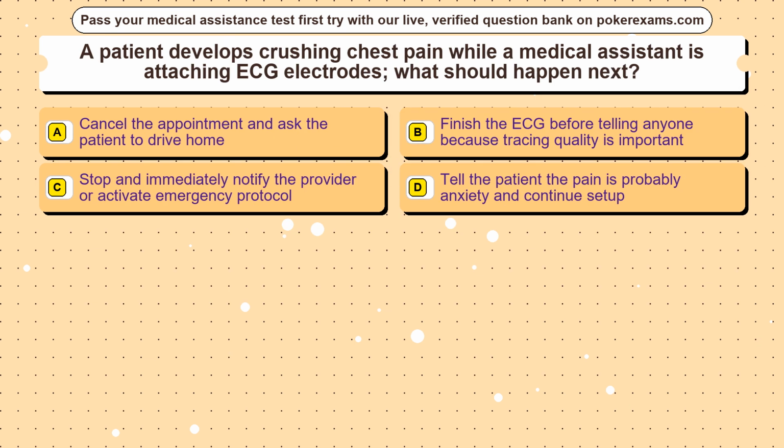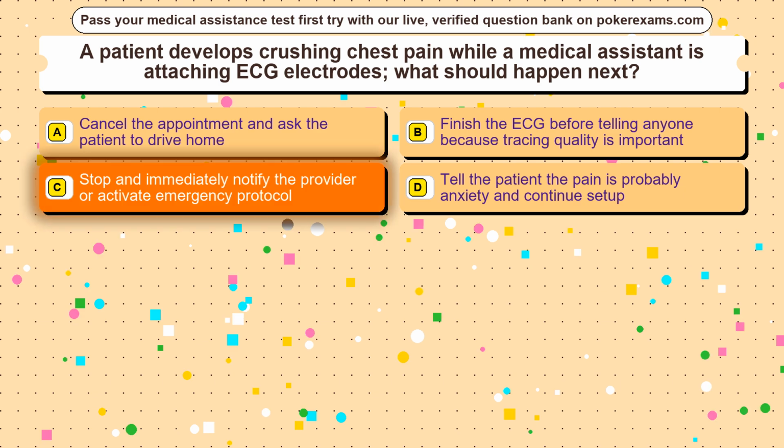Question 81. A patient develops crushing chest pain while a medical assistant is attaching ECG electrodes. What should happen next? Option A, cancel the appointment and ask the patient to drive home. Option B, finish the ECG before telling anyone because tracing quality is important. Option C, stop and immediately notify the provider or activate emergency protocol. Option D, tell the patient the pain is probably anxiety and continue setup. The correct answer is option C, stop and immediately notify the provider or activate emergency protocol.